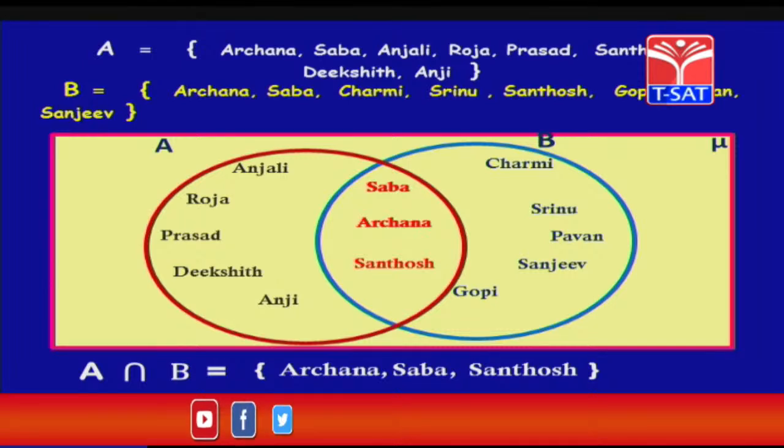This is called the intersection of two sets. The intersection of two sets is the set of elements which belong to A and B. Earlier, for A union B, an element may belong to set A or set B or both. This is the difference.